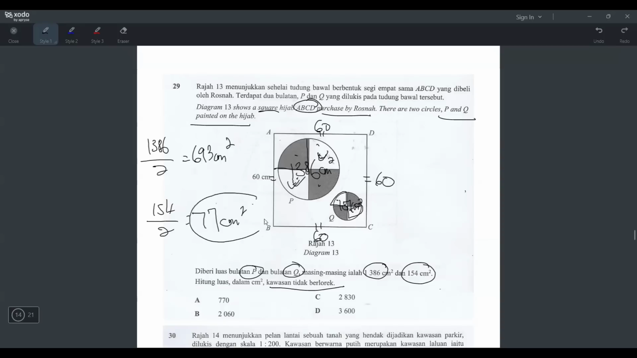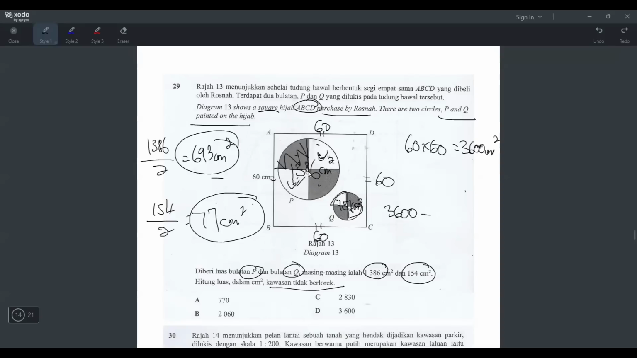But you cannot just take ini tambah ini. You kena tambah lagi dengan satu benda, which is the outside. This one also kawasan yang tak berlorek kan? Okay, so how? Let's find the area of the whole square. 60 times 60. 60 cm times 60 cm is 3600 cm square, right? So 3600 is the whole thing. So I think the method is you have to minus with the shaded region, right?